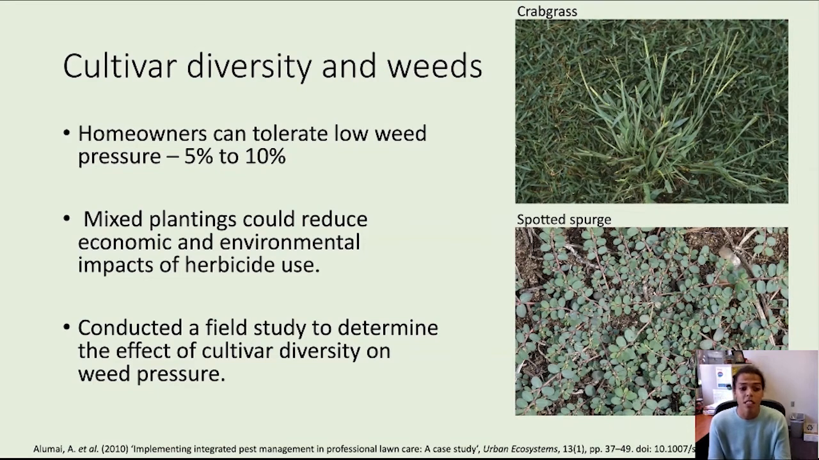We know that mixed plantings do have the ability to reduce economic and environmental impacts of herbicide use, and therefore we decided that we would like to conduct a field study to determine the effects of cultivar diversity specifically on weed pressure. And so to the right, I have two of the common warm season turfgrass weeds. That's crabgrass at the top and spotted spurge.